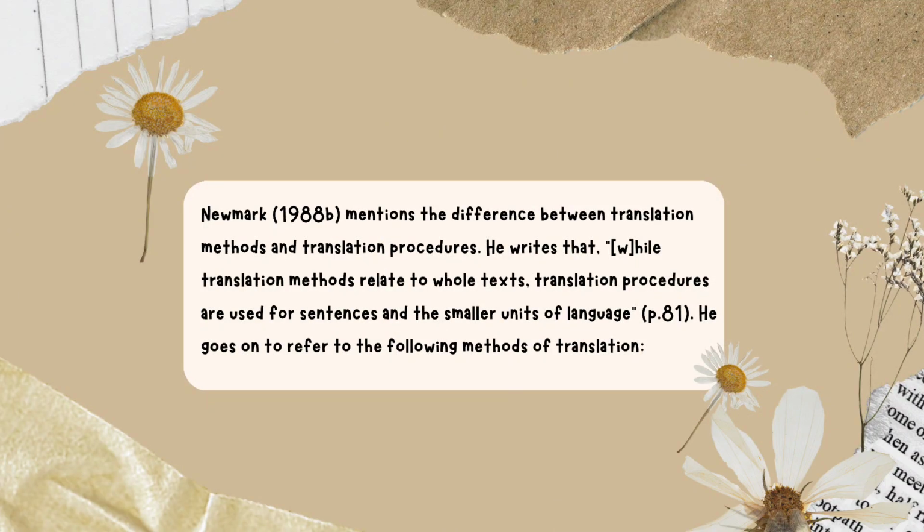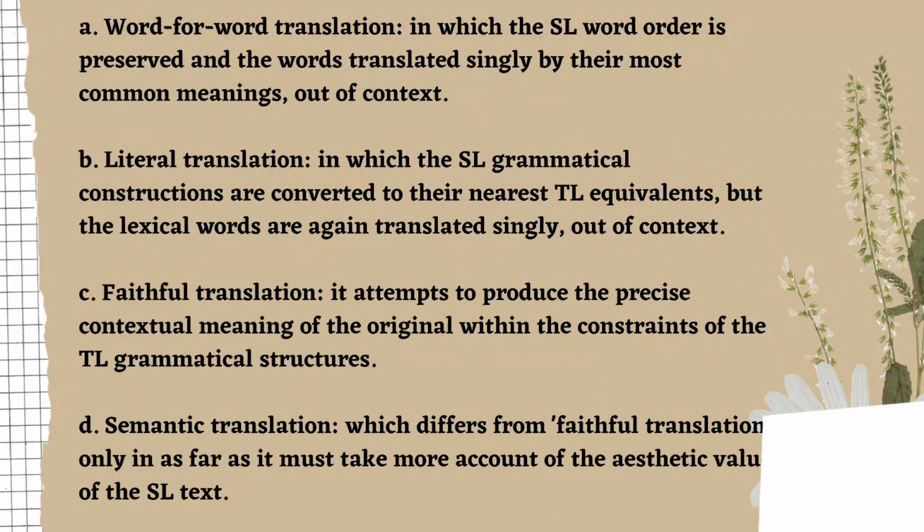Newmark 1988 mentioned the difference between translation method and translation procedures. He writes that while translation methods relate to whole text, translation procedures are used for sentences and the smaller units of language. He goes on to refer to the following methods of translation. A. Word-for-word translation, in which the SL word order is preserved and the words translated singly by their most common meanings out of context.